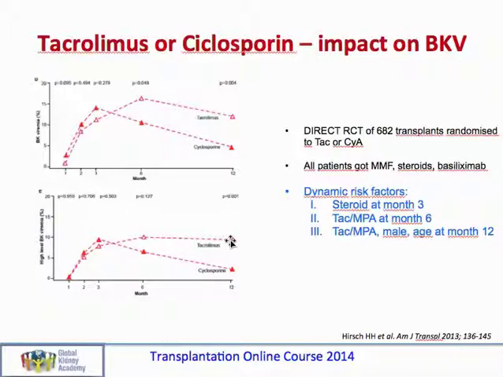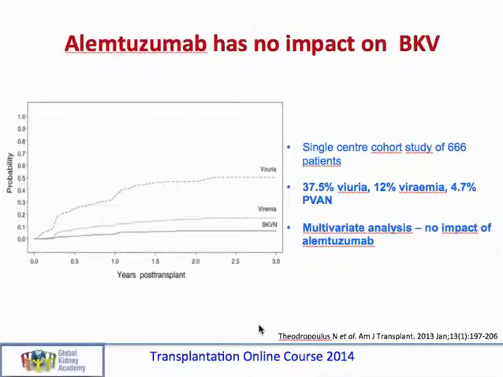And there seem to be dynamic risk factors. Your steroid dose at 3 months seems to be important. The combination of tacrolimus and mycophenolate at 6 months seems to be important, and male sex and age at month 12, and tacrolimus and mycophenolate at month 12 also seem to be important. So the risk factors seem to change according to time, but basically immunosuppressive load and the combination of tacrolimus and mycophenolic acid appear to be important.